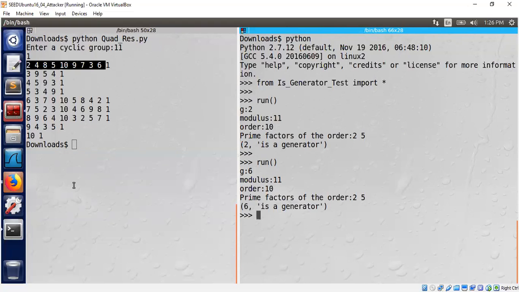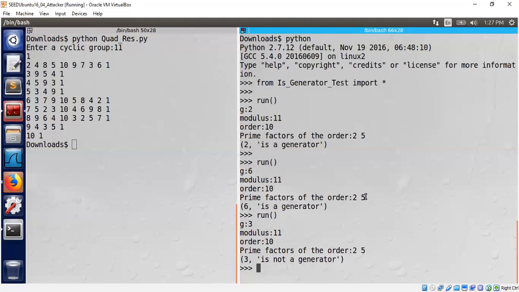Yeah, 6 is also considered a generator. Very nice. So let's move on to something negative. Let's try, for example, 3. We know for sure 3 is not a generator of the entire group. So we will put that here, and we try. Okay, 3 is not a generator, as we can see.